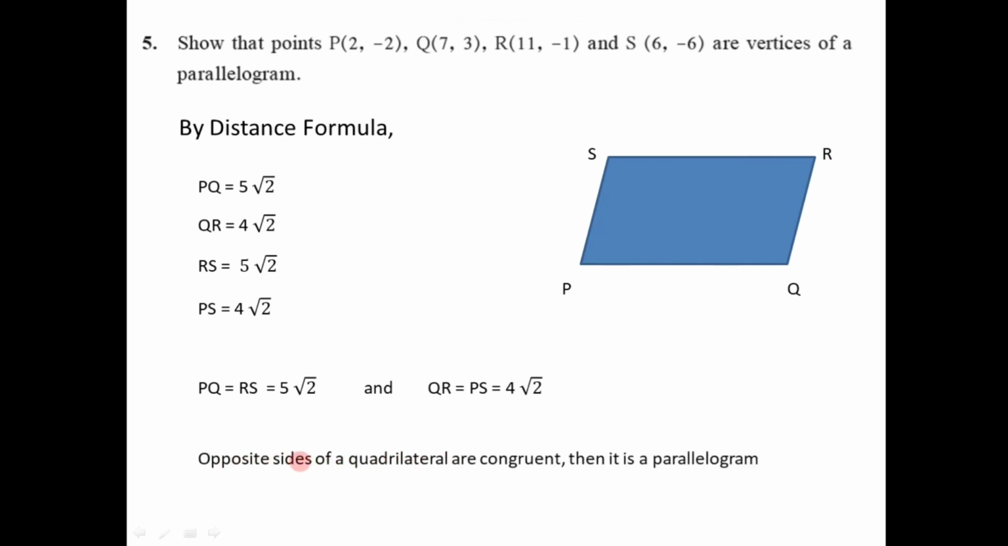Or in other words, we can say if opposite sides of a quadrilateral are congruent, then that quadrilateral is a parallelogram. And here, as we can observe, PQ and RS are the opposite sides of each other. There is another pair of opposite sides, that is PS and QR. So as here we have proved that the opposite sides of the given quadrilateral are congruent, that's why the given quadrilateral is a parallelogram. That is, we wanted to prove the vertices P, Q, R, S are the vertices of a parallelogram.